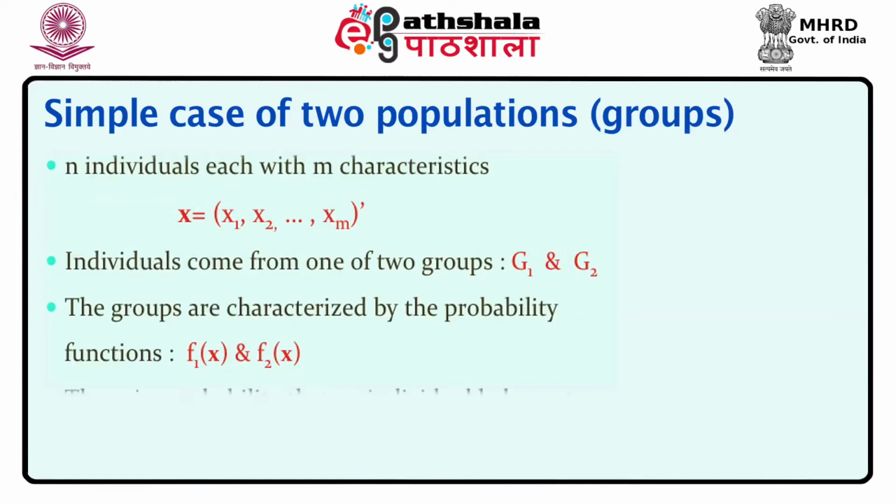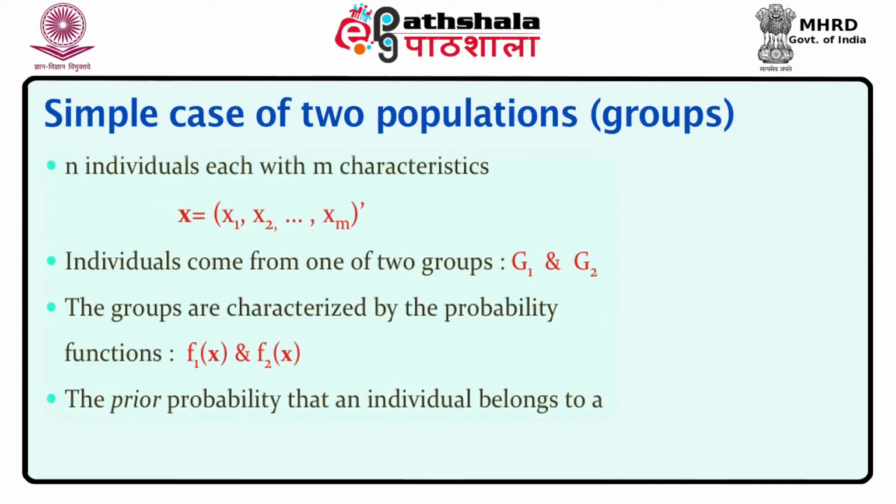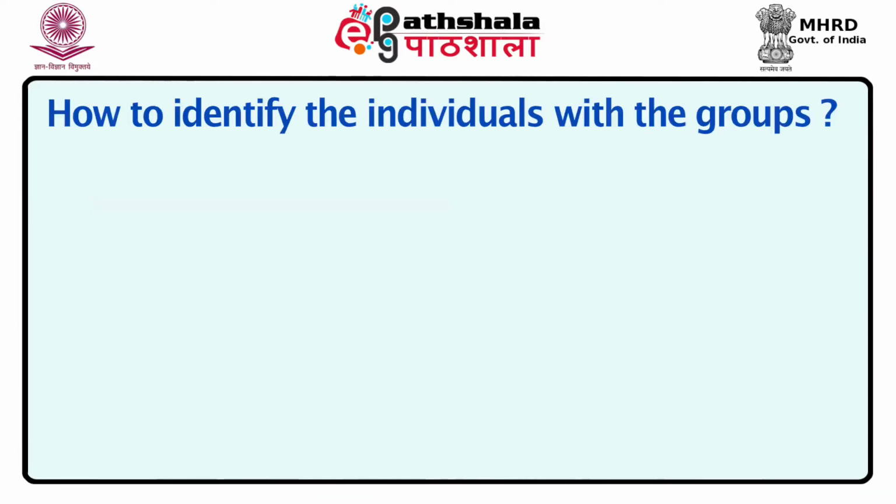The groups are again characterized by some probability function, say f1(x) or f2(x). So they have distinct characteristics. G1 has the characteristic f1(x) and G2 has the characteristic f2(x), which distinguishes it from G1. Also, the prior probability that an individual belongs to a particular group is given. So it's either P1, the probability that an individual comes from group 1, or P2, the probability that the individual comes from group 2. Since all individuals must come from one of the two groups, it's obvious that P1 plus P2 must be equal to 1. Now, how to identify the individuals with the groups?